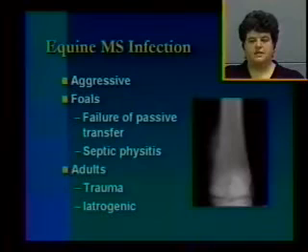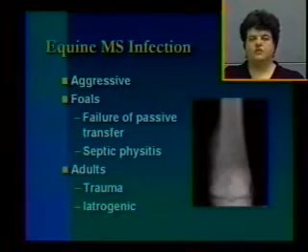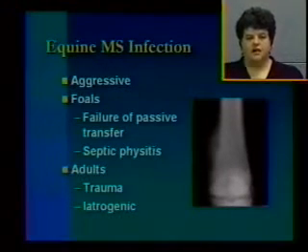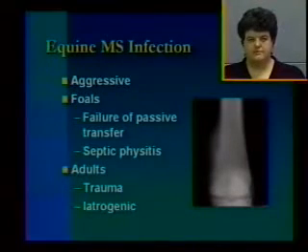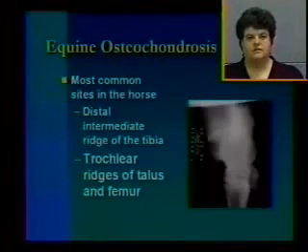This actually represents a sequestrum. The lucent zone surrounding it is an involucrum, and the hole out to the surface is the cloaca, where the abscess surrounding the piece of non-vascularized bone is draining to. This can occur secondary to things like wire cuts in the horse.